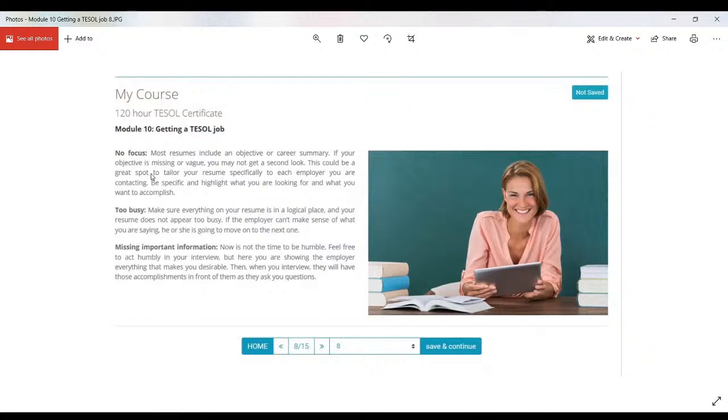Next, no focus. Most resumes include an objective or career summary. If your objective is missing or vague, you may not get a second look. Okay, this could be a great spot to tailor your resume specifically to each employer you are contacting. So be specific and highlight what you are looking for, and what you want to accomplish.